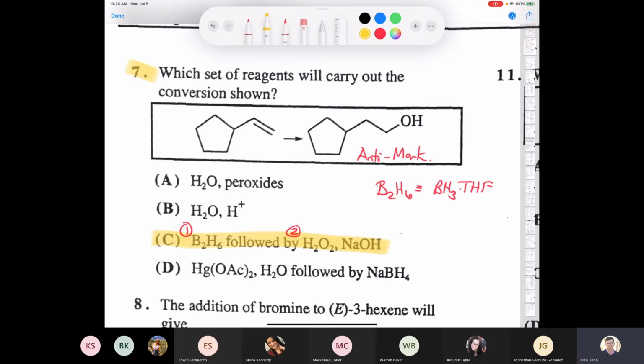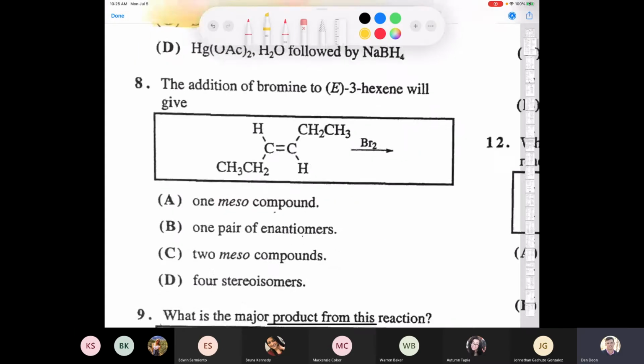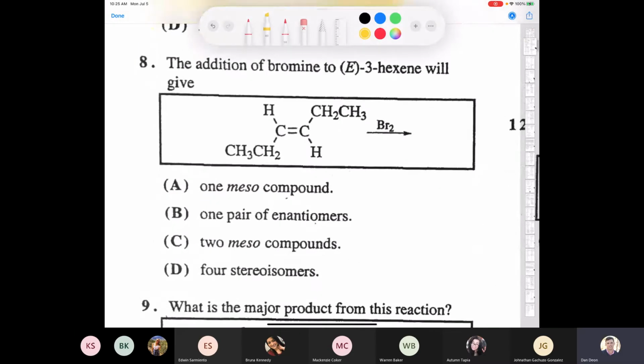I want to show you one more question, and it's not an easy question. It's question 8. I want to go over this one with you in some detail. It says the addition of bromine to E-3-hexene, which is this compound, will give. So it kind of brings the stereochemistry thing back in here, right? We've got a meso compound, some enantiomers, 2 meso compounds, 4 stereoisomers.